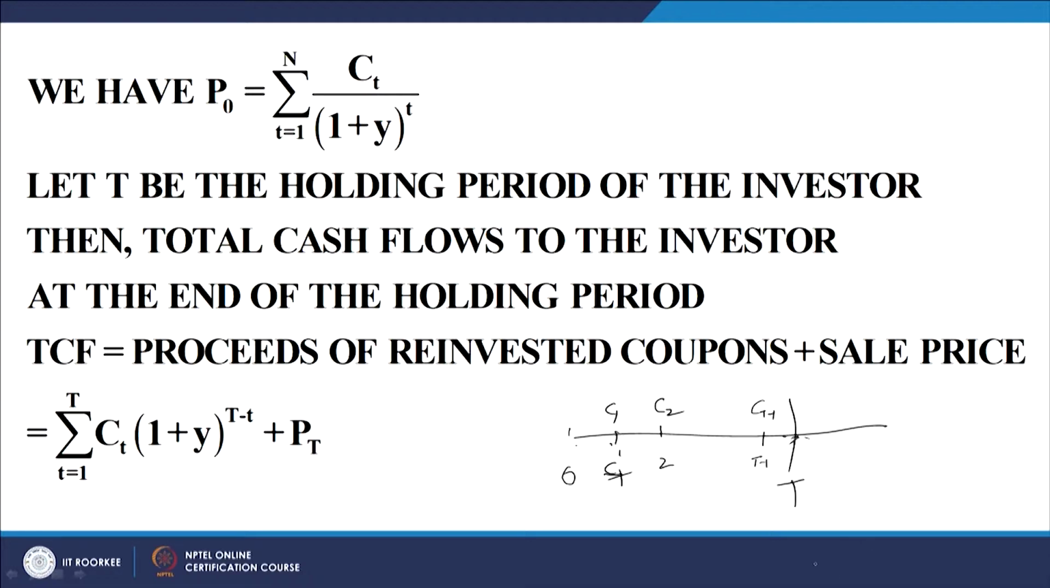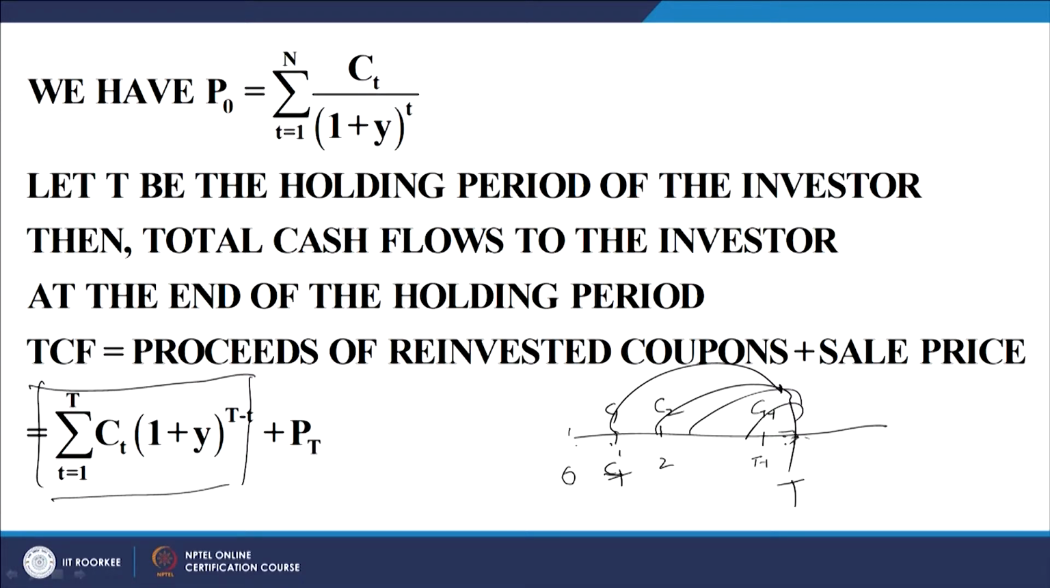So, the total proceeds that I receive from this reinvestment will be equal to this expression, this summation: C1 into (1 plus y) to the power T minus 1, C2 into (1 plus y) to the power T minus 2, and so on. So, this summation covers the reinvestment part.